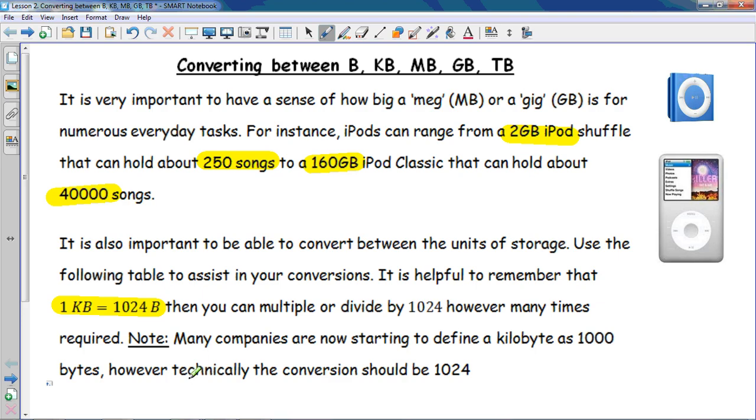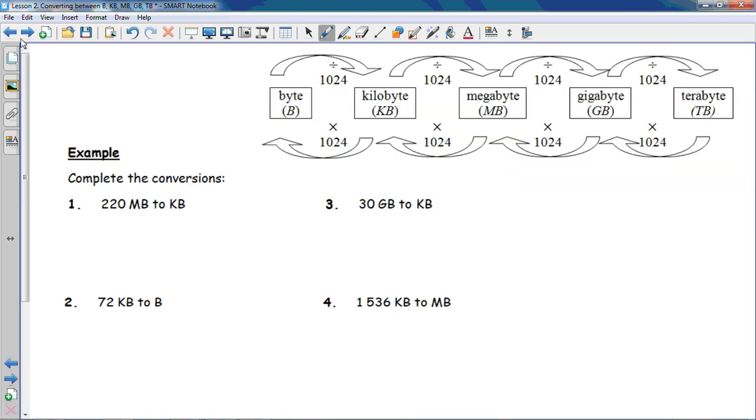1024 bytes. Just to note here though, you may come across companies starting to define a kilobyte as 1,000 bytes just for ease for their companies, for different products that they have, just trying to make it easier. However, that's strictly not true, and in terms of our syllabus, we do need to convert exactly, which is 1024. So let's look at how we go about doing that. So this table here, this graph, I guess, is your key to how to convert. But really all you do need to remember is 1024.